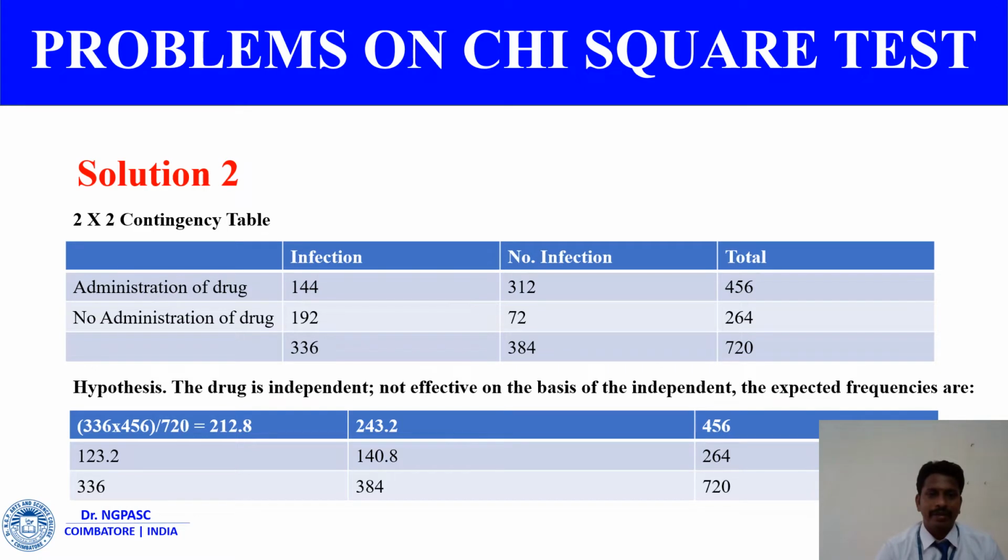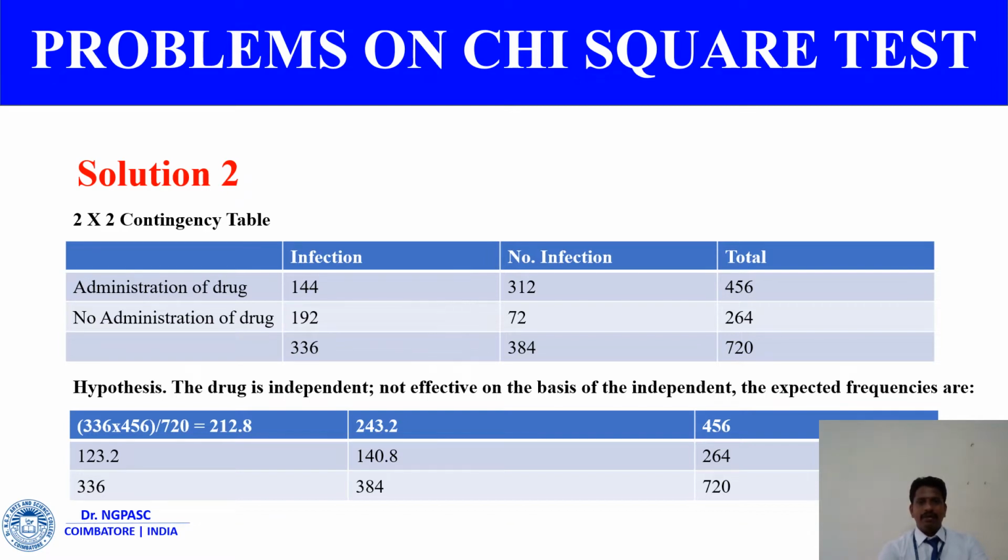The corresponding element of 144: the row total 456, column total 336, the multiplication of 336 into 456 whole divided by 720. Column total into row total divided by grand total. That is the expected frequency of 144. We get the answer 212.8.